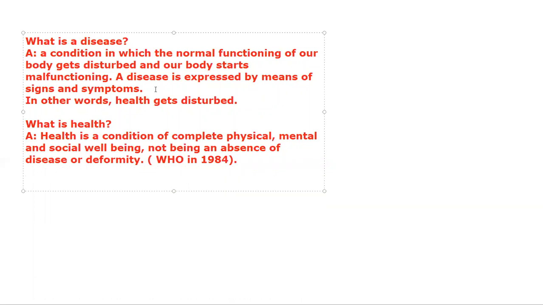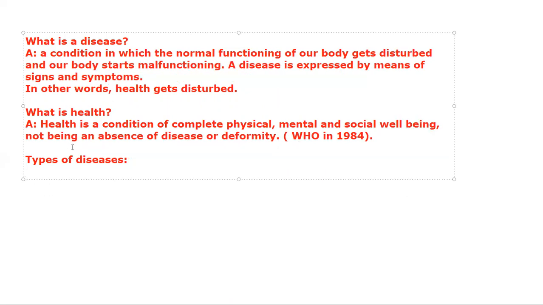Next, types of diseases. Did I spell it wrong? Yes. Diseases. Types of diseases. This I am writing on the board. Previously I was typing, now I will write. All of you are ready to copy? Okay. Types of diseases.